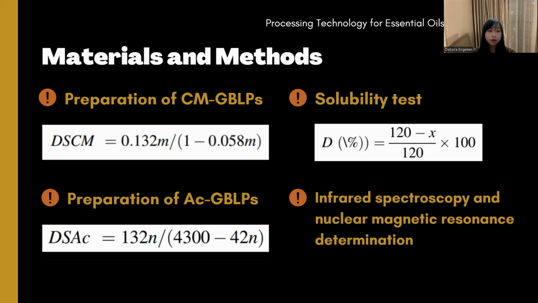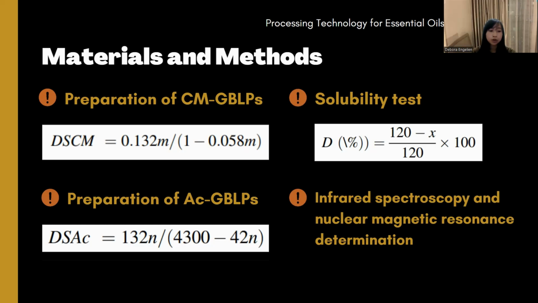And then finally, the above reaction solution was dialyzed with running water and distilled water for 1 day in turn. And ethanol was added to it for precipitation to obtain AC-GBLPS. And then the substitution degree of AC-GBLPS was determined by titration method. It's the same as with CM-GBLPS.